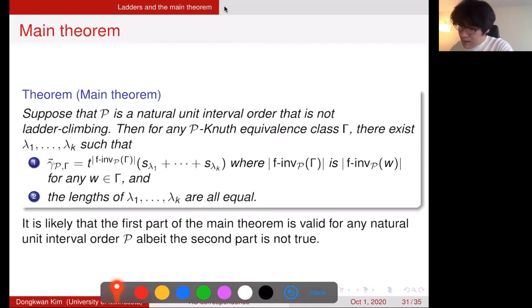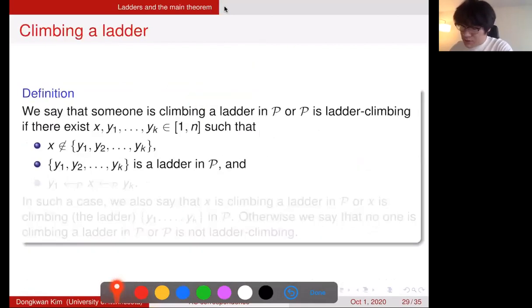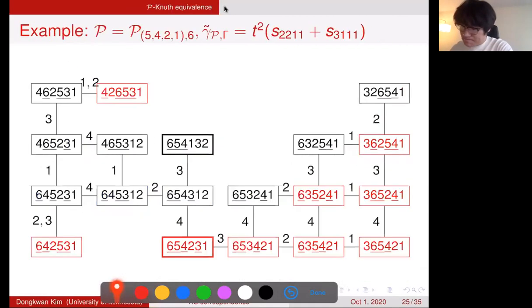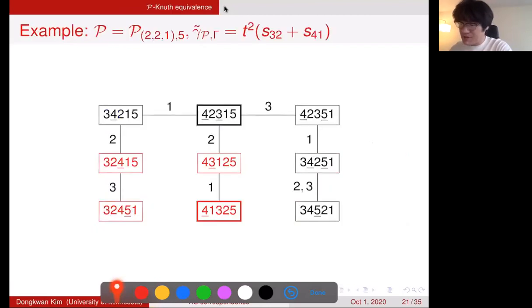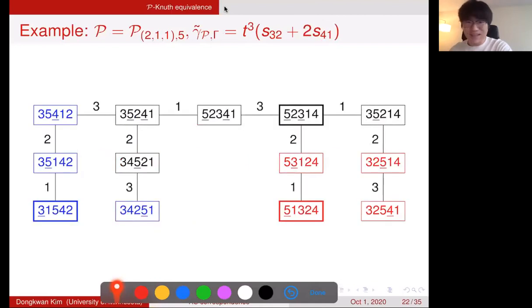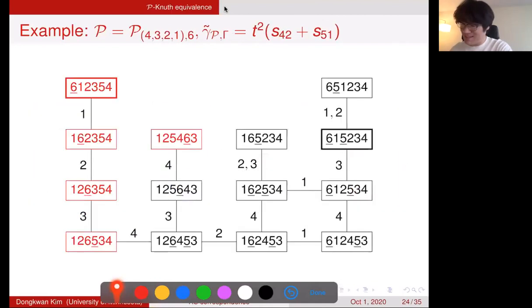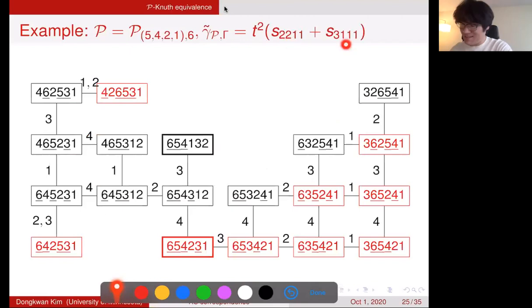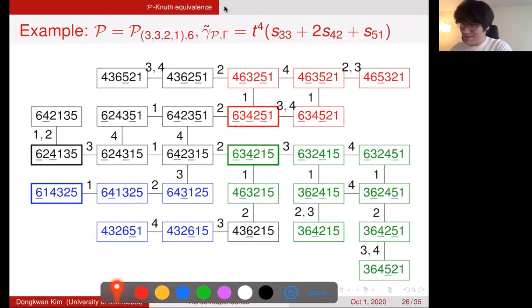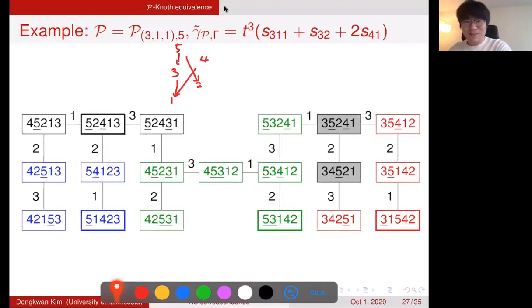So if we go back to these examples, you see that these partitions are all the same length. Actually, it's kind of surprising to me. Let's see. And you have a violation here. When someone is climbing a ladder, you have length 2, but here you have length 3. So it is a violation of the theorem.